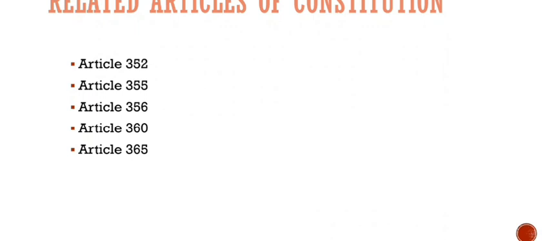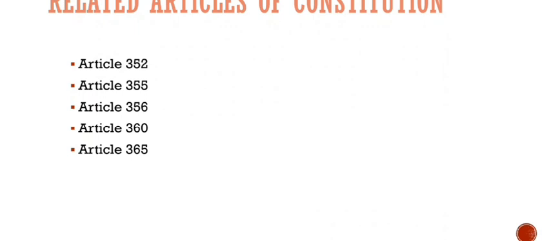In case a state fails to comply with those directions from the Centre, then the President, if he feels that there is such a situation in which this particular state cannot be carried on in accordance with our constitutional provisions, then he can declare President's Rule. So these are the important articles that we have to remember.